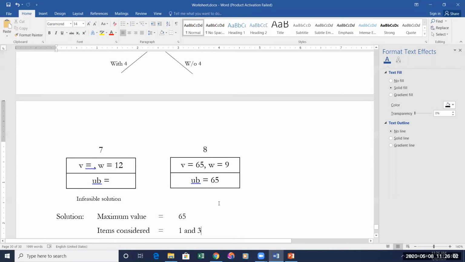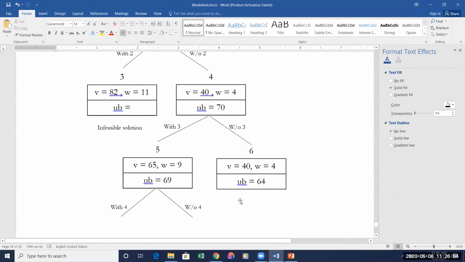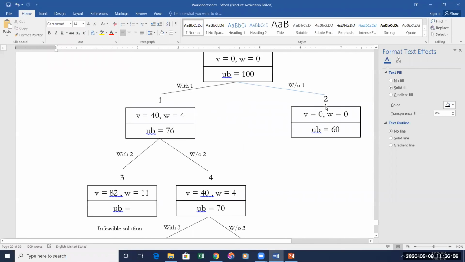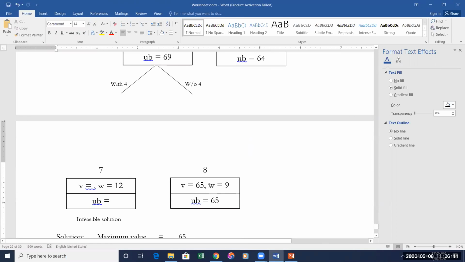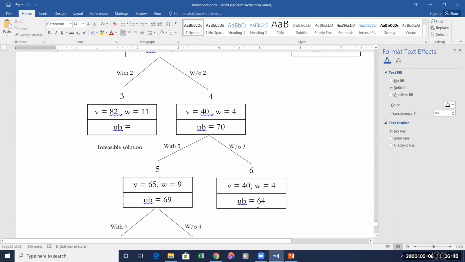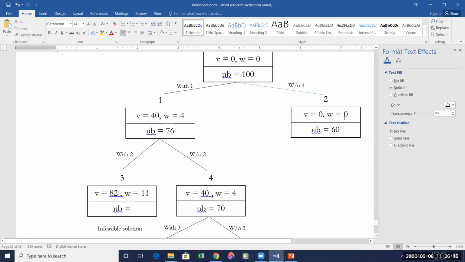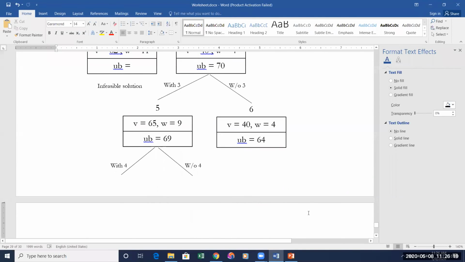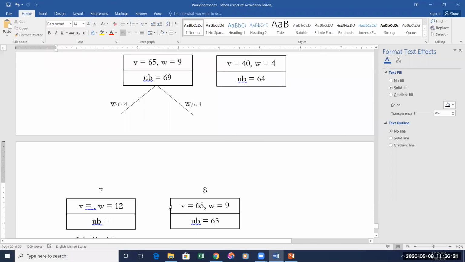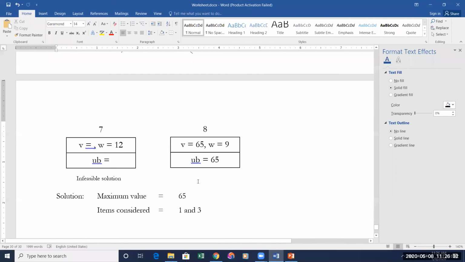If in case you have got node number 6 or node number 2 as the highest upper bound rather than node number 8, then what you are supposed to do is continue with node number 6 or node number 2, whichever is highest, and come till the last level. In the last level, whichever you get as the highest, that itself is the last step. I hope you understood today's problem. So this is about the knapsack using the branch and bound method.